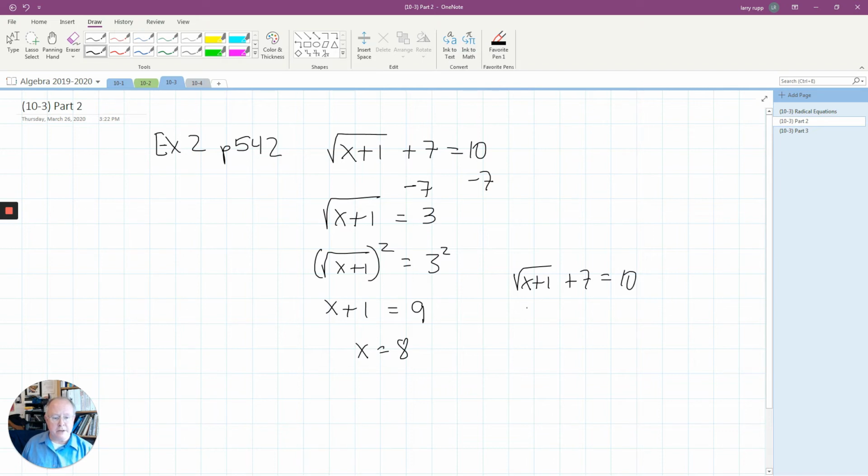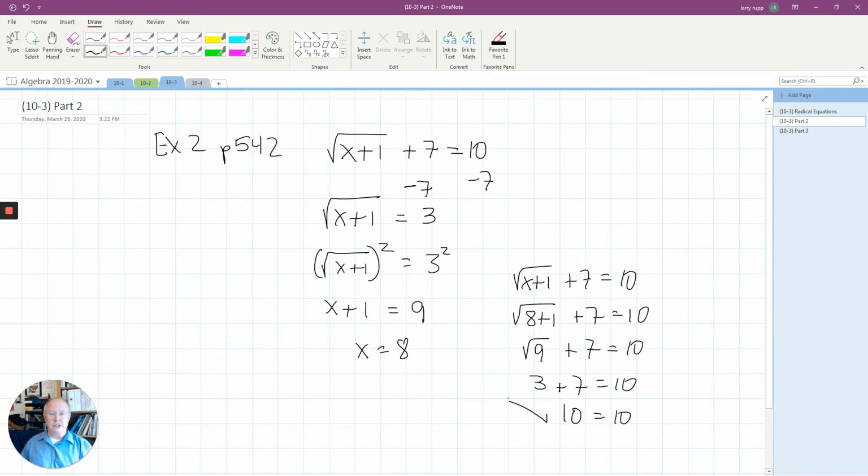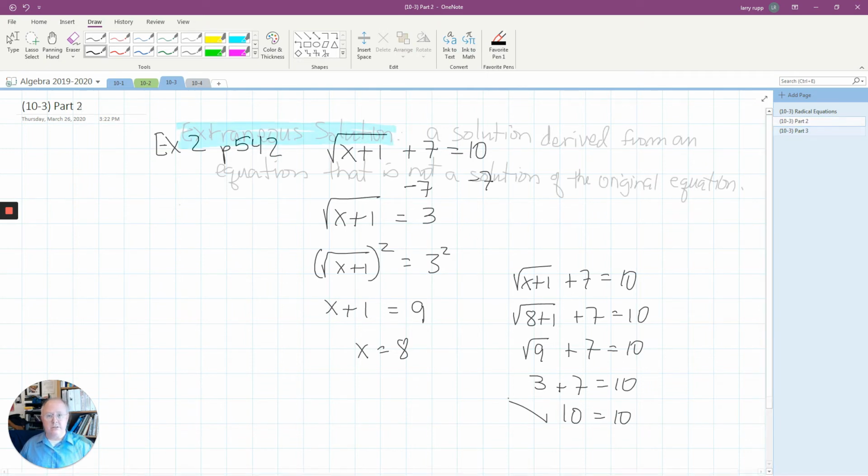Well, we drop in 8 for the x, and we get the square root of 8 plus 1 plus 7 is equal to 10. Well, the square root of 8 plus 1 is the square root of 9 plus 7 is equal to 10. Now the square root of 9, because these are all numbers now, they're all positive, so therefore you only need to deal with the positive root of 9, which is 3, plus 7 is equal to 10. Therefore 10 is equal to 10. And your solution checks. Okay, that's important for what we're going to do next.